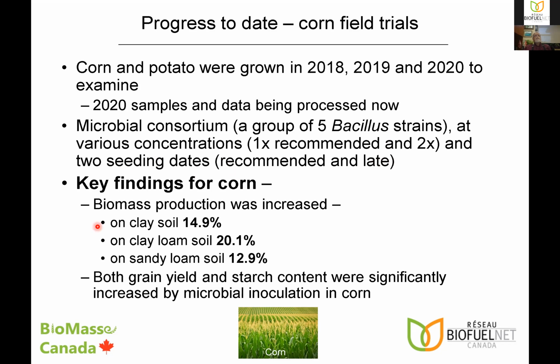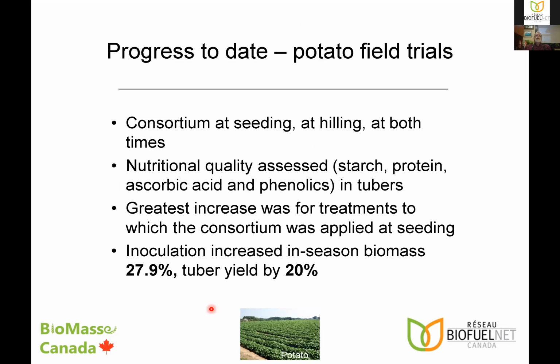So key findings for corn: biomass production was increased. You can see these on clay soil, clay loam soil, and sandy soil. So this is a heavy soil, a sort of medium soil, and a light soil. But you can see meaningful increases in every case. And both grain yield and starch content were also significantly increased. So this looks good.